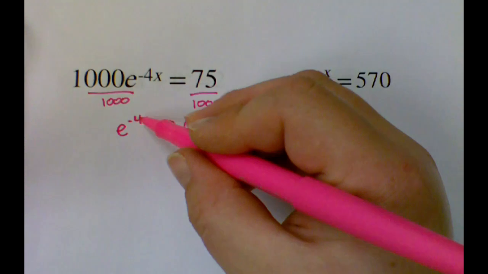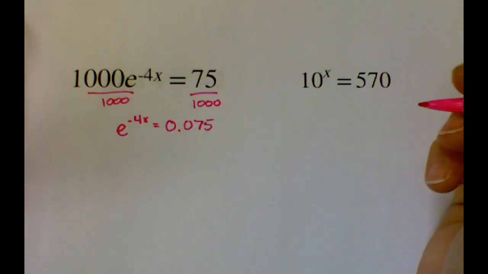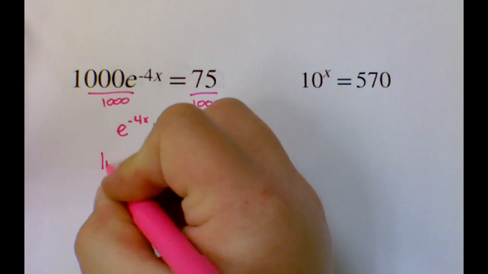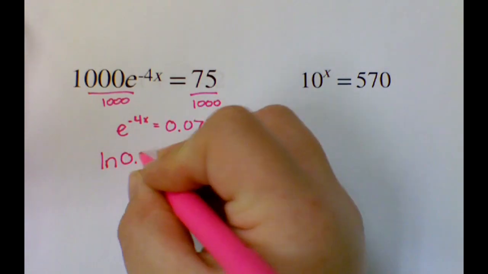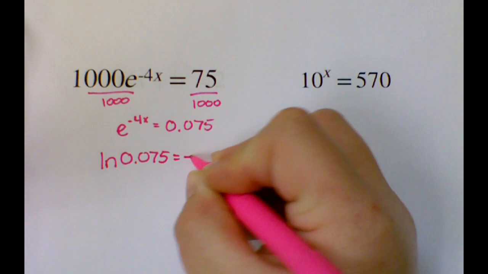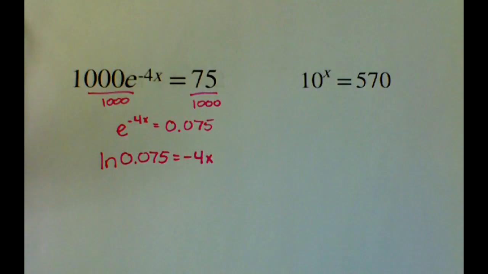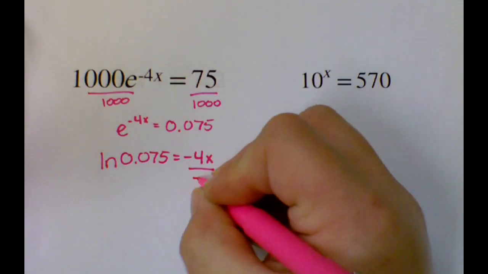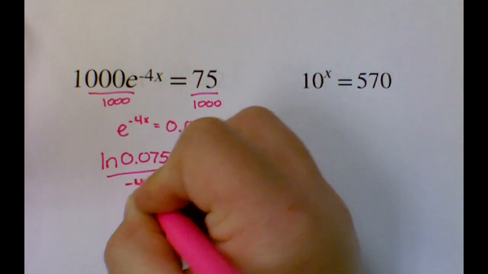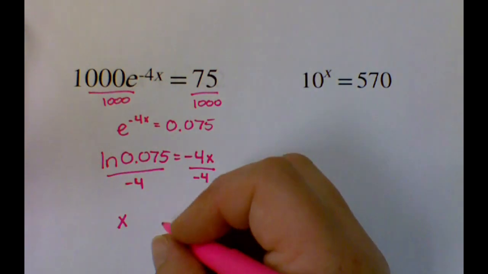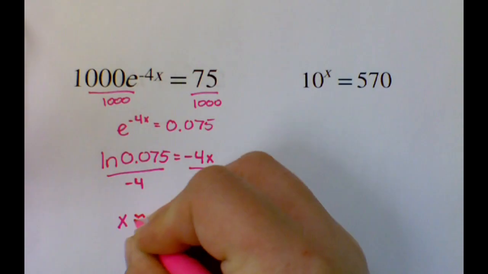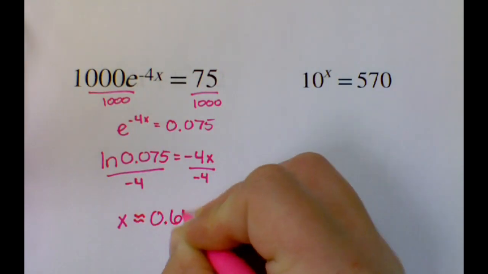Now, to get the variable out of the exponent, I need to use a natural log, because it's a log with a base of e, of 0.075 equals my exponent of negative 4x. And then we will also divide that by negative 4 to get my x alone. Now I turn to my calculator, natural log of 0.075, and then divide by negative 4. I get x is about 0.648.